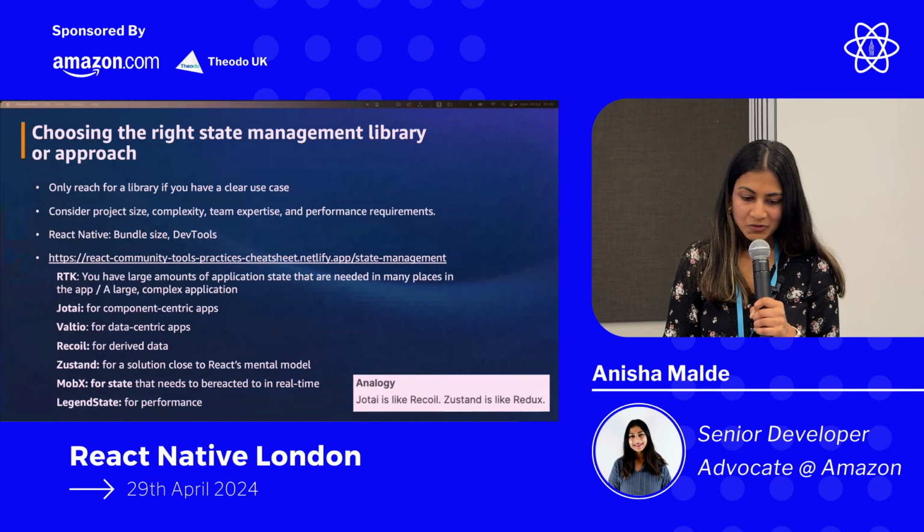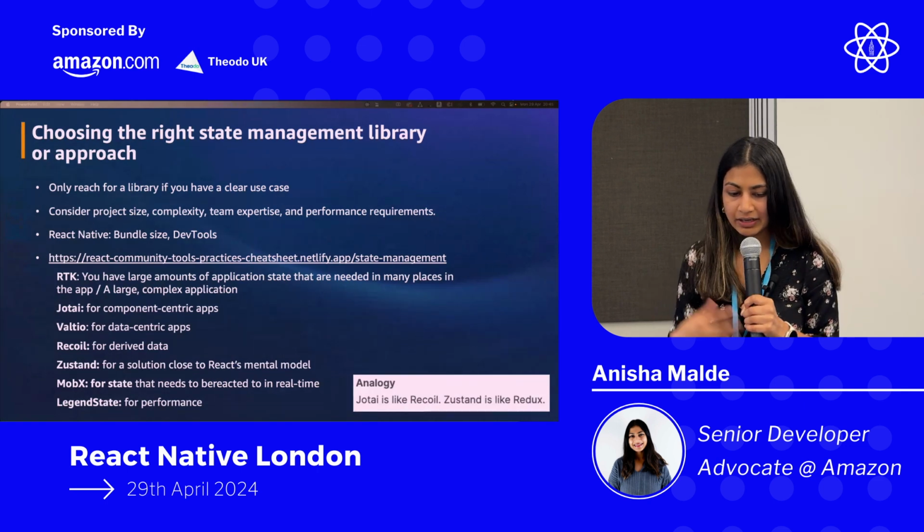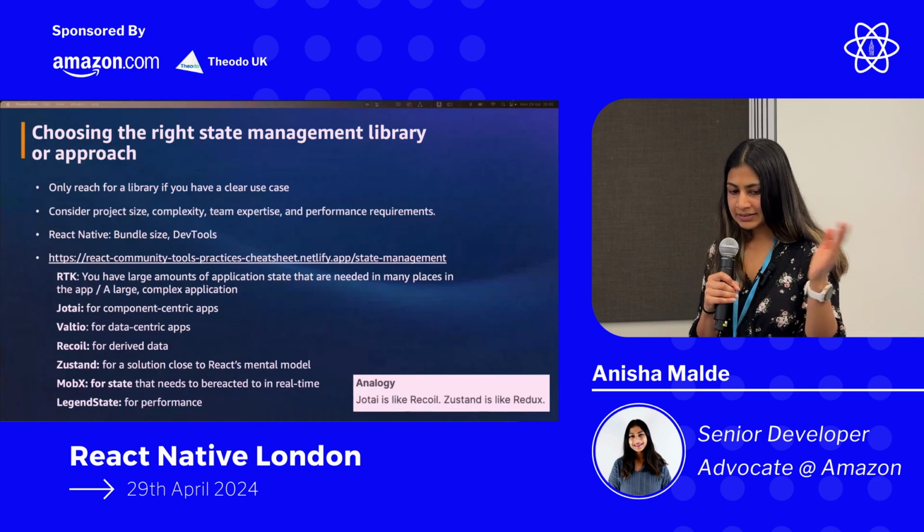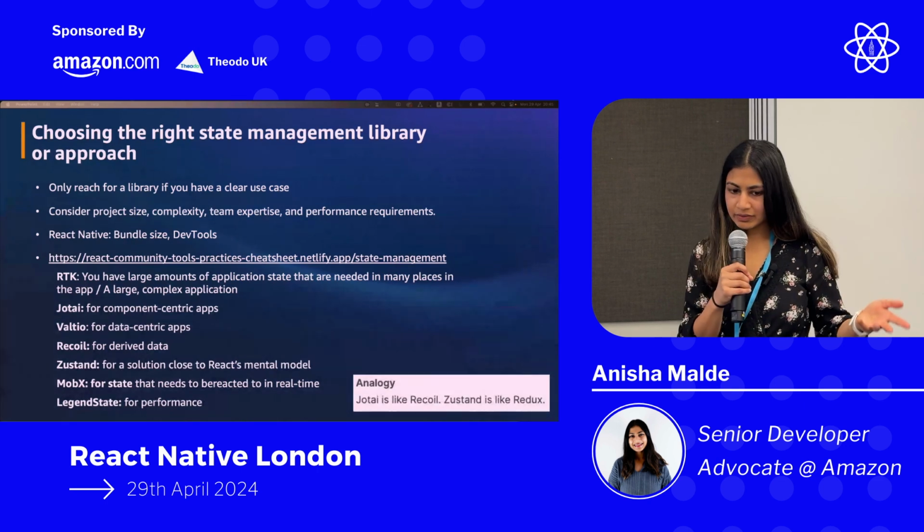So RTK I found was useful for large complex apps that had a significant amount of state that needed to be accessed and modified in multiple parts of the app.